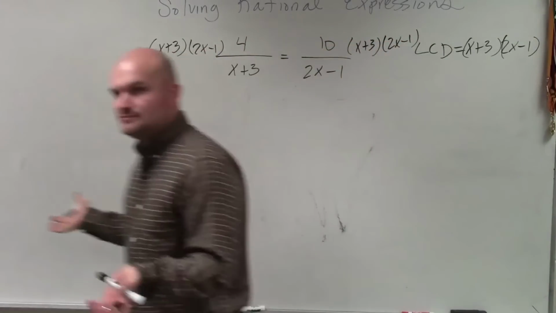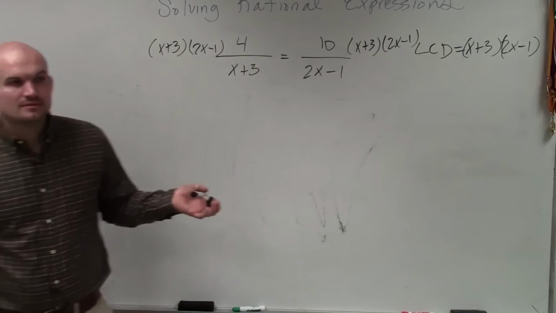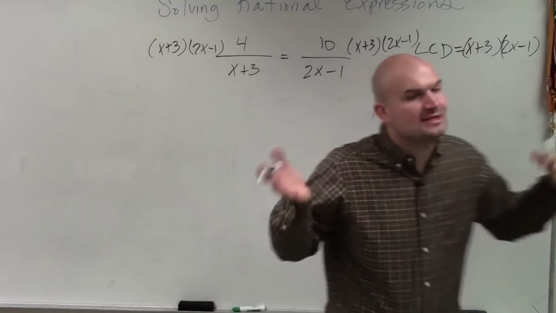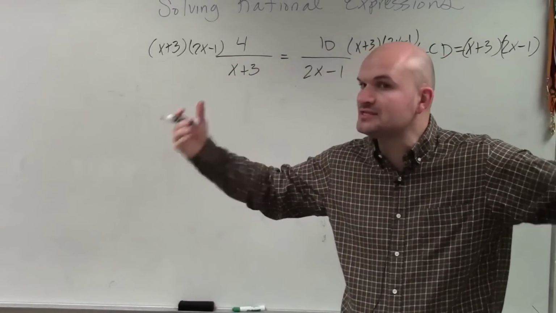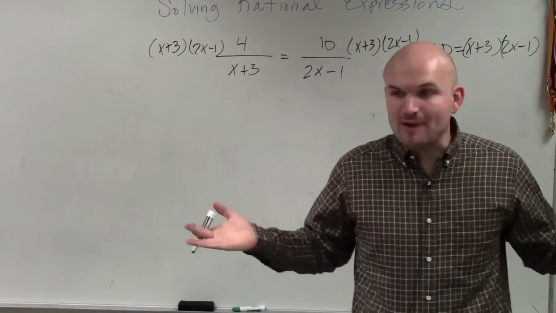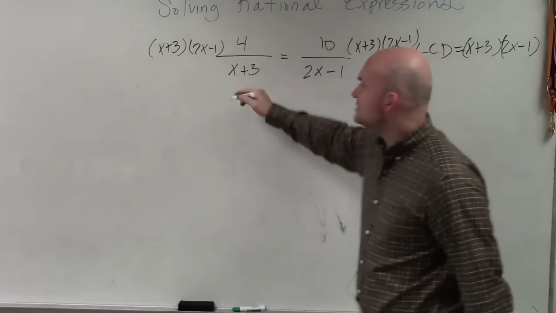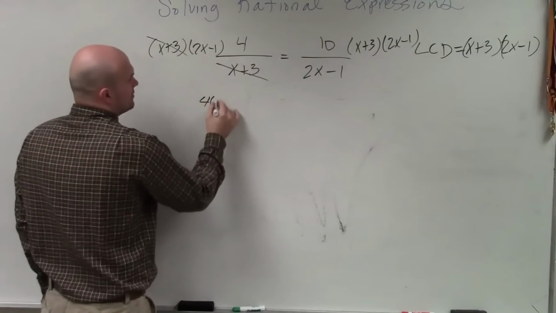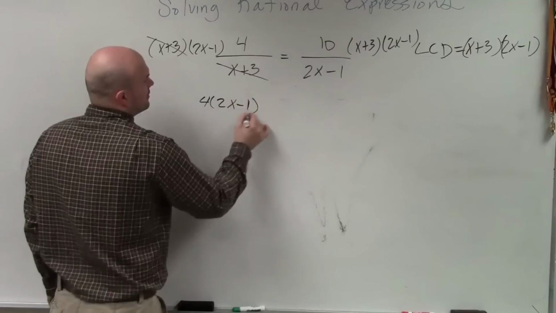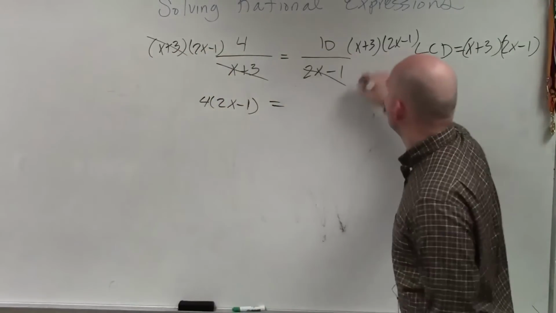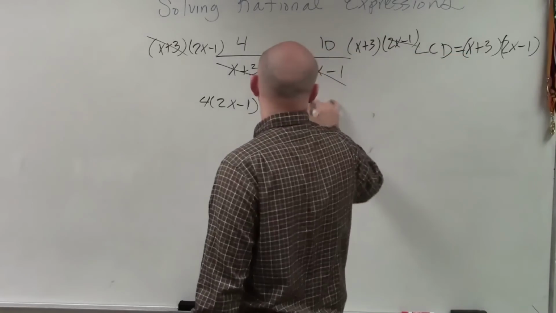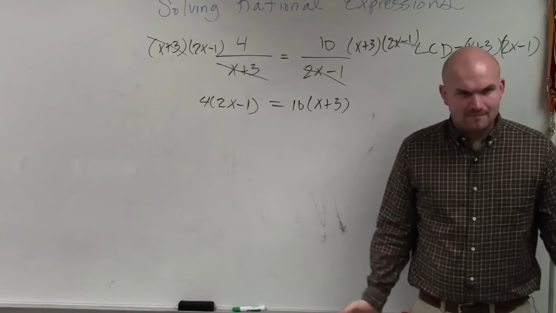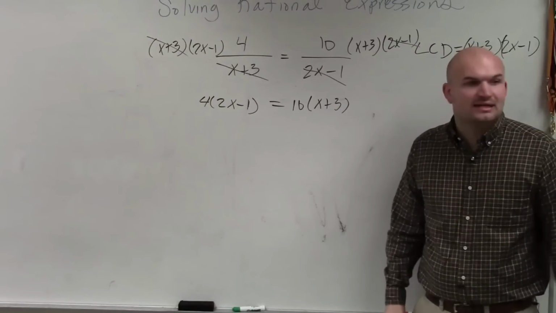Does everybody see what I did? Yes? OK. What's important about this is, again, the whole purpose of solving rational equations is to solve them without the fraction. So x plus 3 divides into our LCD 2x minus 4 times, and then this divides into x plus 3 times. So now I have this equation. Do you guys see that? Yes. I eliminated my fractions by multiplying by the LCD.